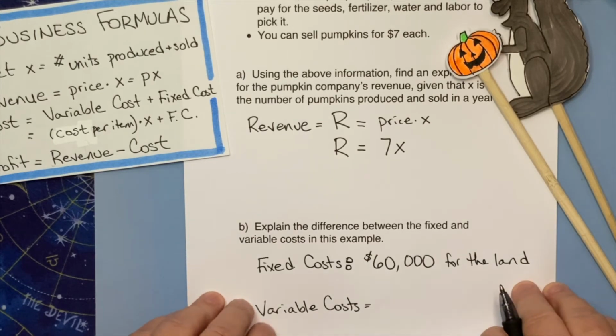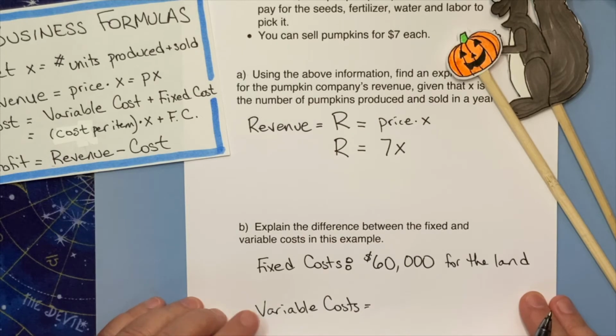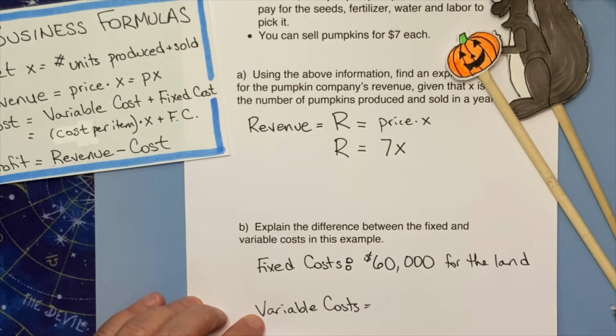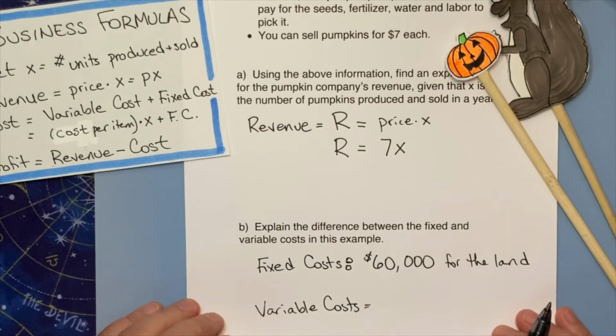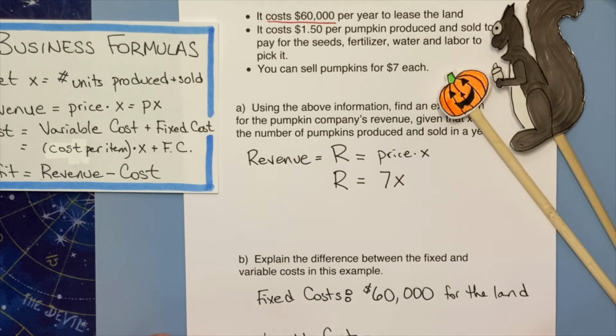Okay, so that's a fixed cost. We're not paying $60,000 per pumpkin. We don't rent the land according to how many pumpkins we make, although it's possible you could set up some sort of a contract about that, but that's not the contract we have. We're just spending $60,000 total.